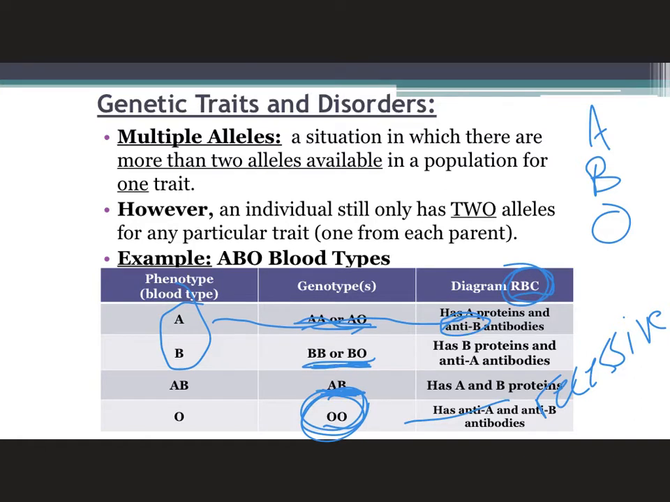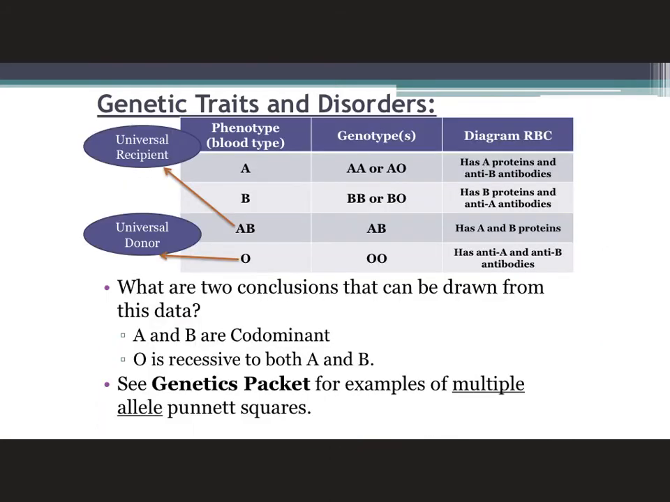Someone who's type AB is going to have both A and B proteins, which means they don't have any antibodies that are going to be on the lookout for bad blood types because they have both of those proteins. And type O doesn't have any proteins. O is not a protein in and of itself, okay? It just means that it has a lack of A and B, which means that someone who's type O is going to have A and B antibodies because they don't have any proteins on their red blood cells.